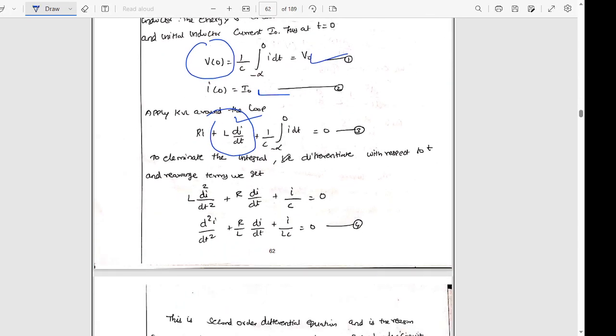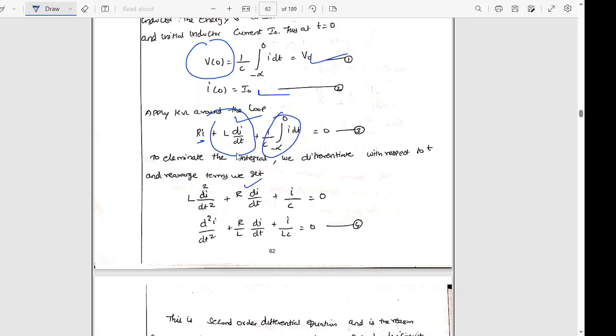I would like to eliminate this integral. For that, I am going to differentiate this with respect to t. If I differentiate with respect to t, what will I get? The integral of I becomes I, and differentiating the current with respect to time, this will become R di by dt.